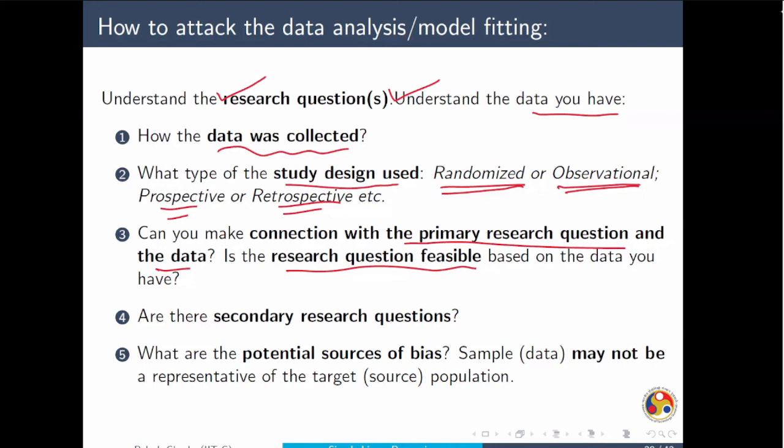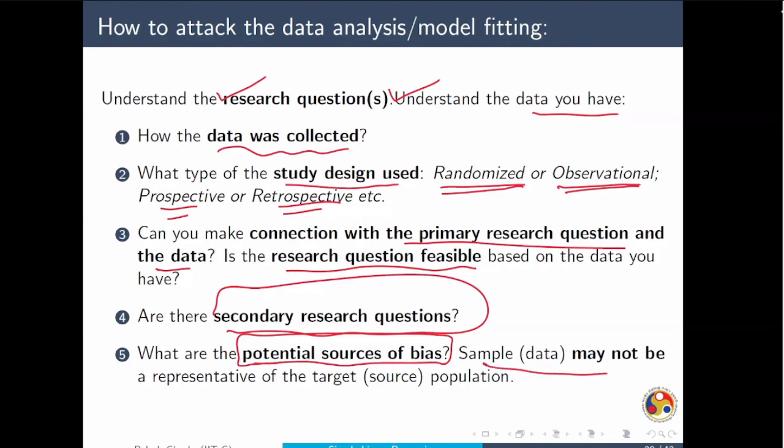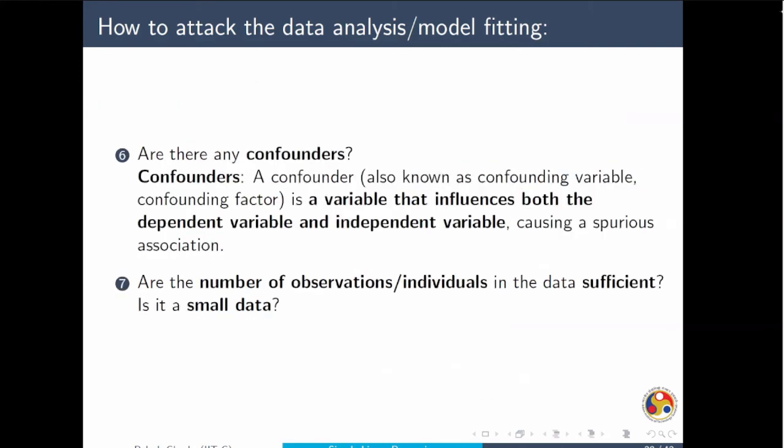Are there any secondary research questions or not? What are the potential sources of bias? This is a very big concept, and still we do not have time to explain all those things. If the samples do not represent the target population, then it will not be a good one. I'll give you a quick example. Suppose you are estimating average income. Suppose you have 100 samples, and in that sample there is one guy who is a billionaire, with income in crores. Now, if 99 are very poor and you have one point like that, then your average income will be misleading. That gives you false information about the average income.